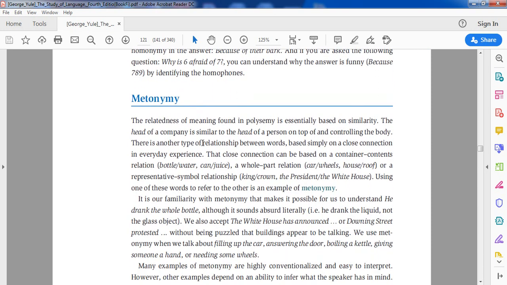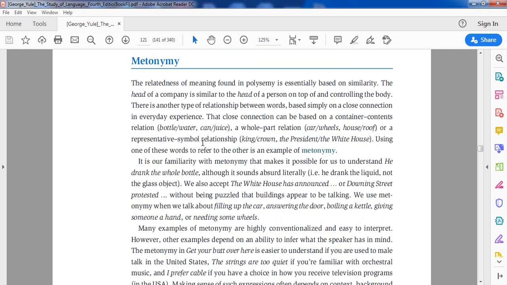Metonymy. So what's meant by metonymy is whole part relation. I'll give you one example, and I'll give it in Arabic so that you could understand. When I say, قال البيت الأبيض أن كذا وكذا.